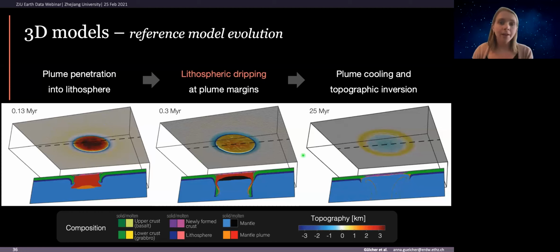And finally, after enough time has passed, the plume has cooled down and recrystallized. The surface topography here is characterized by an outer elevated rim, which surrounds the region where material has broken off in the lithosphere. And the surface topography of the interior is now depressed, which is overlying the region where the new crustal material is very thin. And this is in clear contrast with the topographic profiles we've seen before.